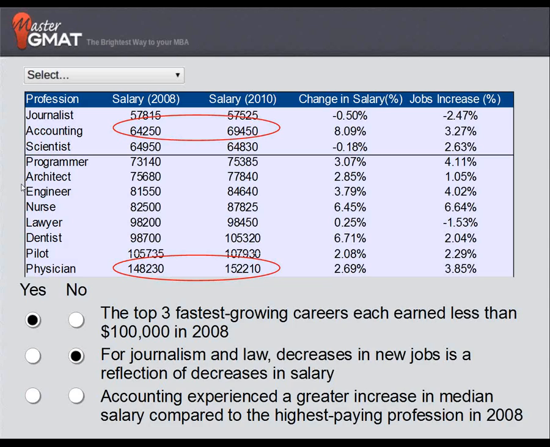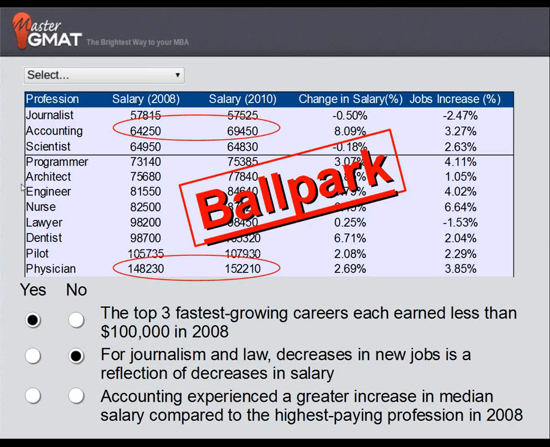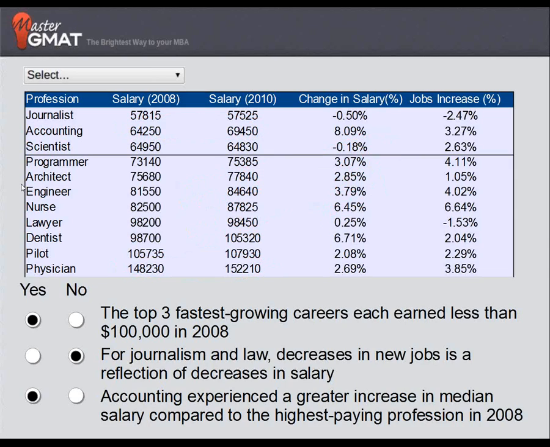Let's repeat the same for the physician. We've got 152,000, ignore the hundreds and the tens, and we've got 148,000. If we take the difference of the two, we get 4,000 roughly. So indeed, if you compare the accountant's increase versus the physician's increase, you get yes to the question stem. So on the real GMAT, ballpark, please. Ballpark. It's a lot faster. So we're going to answer yes to the question stem.